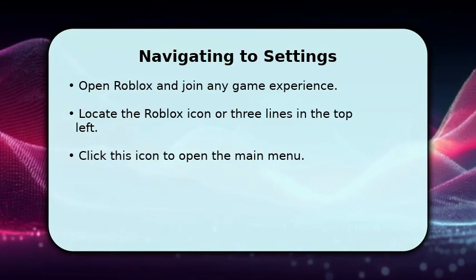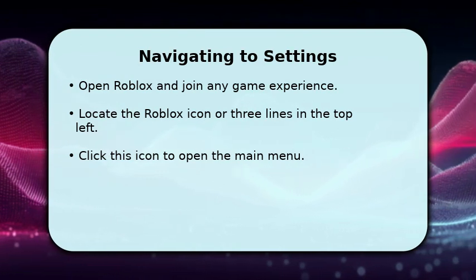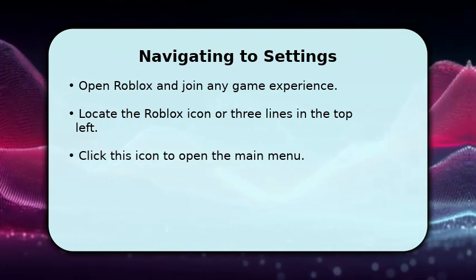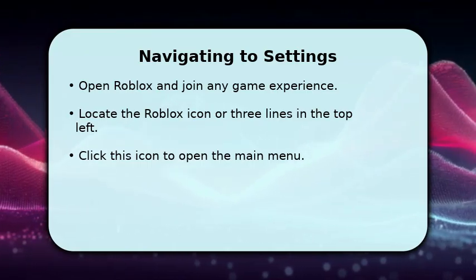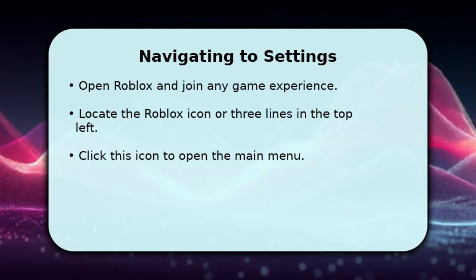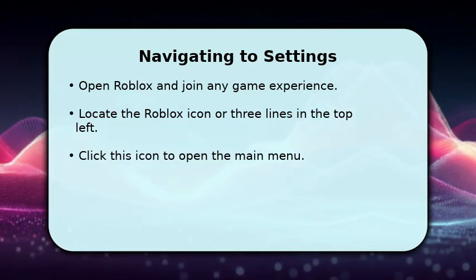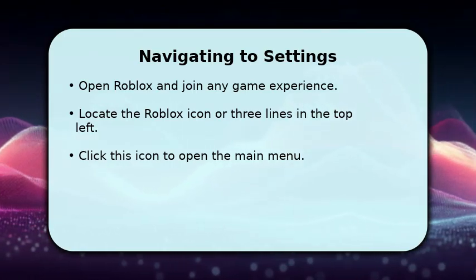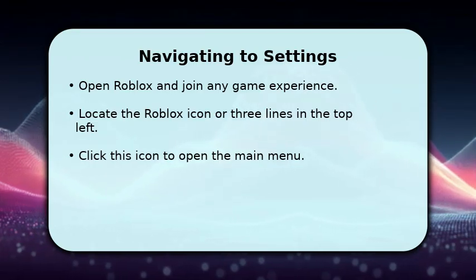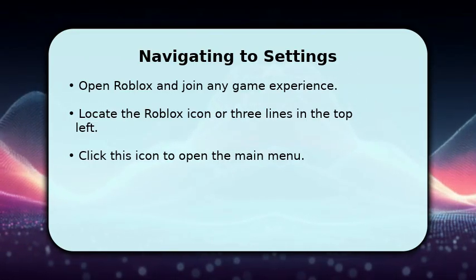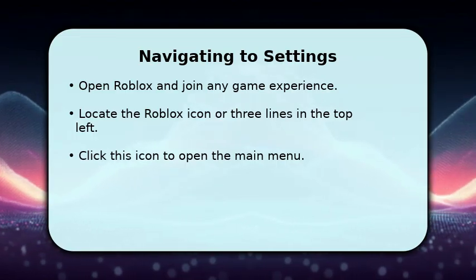First, launch Roblox and join any game experience you like. Once you're in the game, look for the Roblox icon, often represented by a small R or 3 horizontal lines, usually located in the top left corner of your screen. Click on this icon to open the main in-game menu. From the options presented, select Settings to proceed to the Customization area, where we can begin our adjustments.